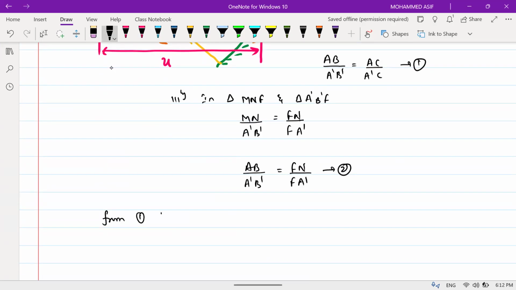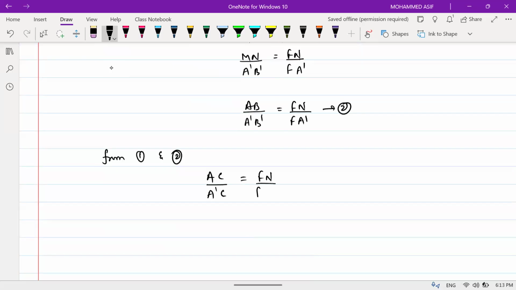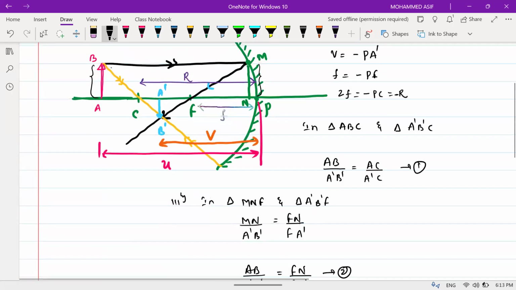From 1 and 2, now compare them. AB and A'B', both of them are the same. So therefore I can write from this equation AC divided by A'C will be equal to Fn divided by F A'. Now tell me, what is AC from the figure? AC will be equal to how much?